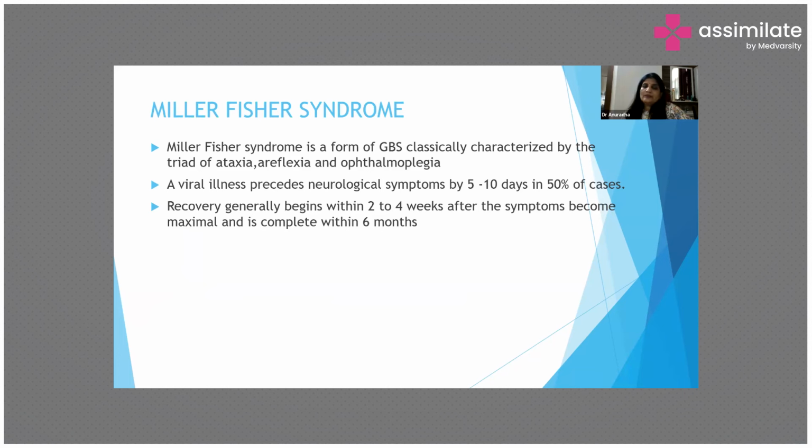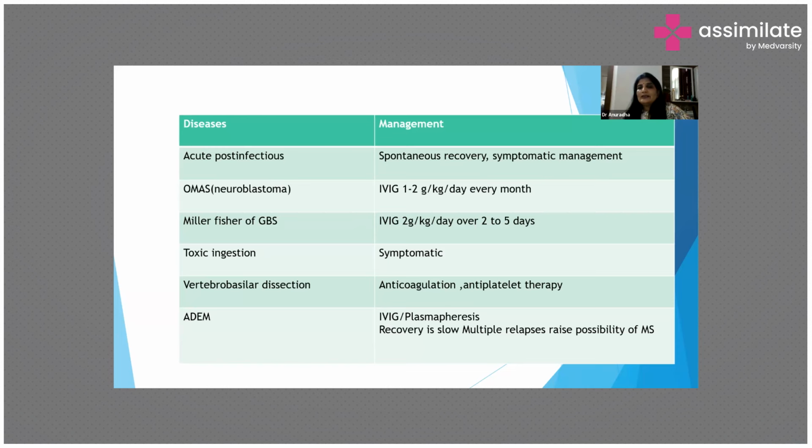So how do you manage each case one by one? Post-infective cases like chickenpox, mumps, spontaneous recovery, we do only symptomatic management. Neuroblastoma tumors, we do give IV immunoglobulin 1 to 2 gram per kg per day every month. Miller-Fisher type of GBS, IV immunoglobulin 2 grams per kg per day for 2 to 5 days. Toxins, you have to give the antidotes and remove the toxin. Vertebrocerebellar dissection due to trauma, you have to give antiplatelet therapy, anticoagulation.